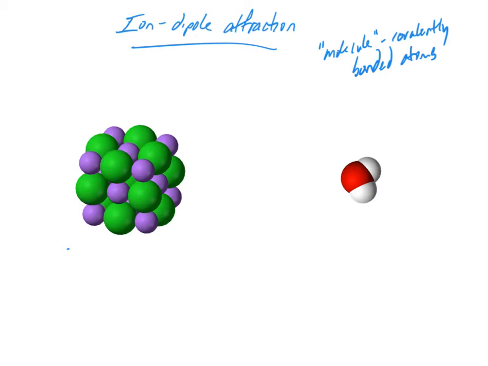And the name ion-dipole attraction, by definition, is the attraction between an ion or multiple ions in an ionic compound and any polar molecule. For this example, we're going to use sodium chloride right here, and our friend water here.